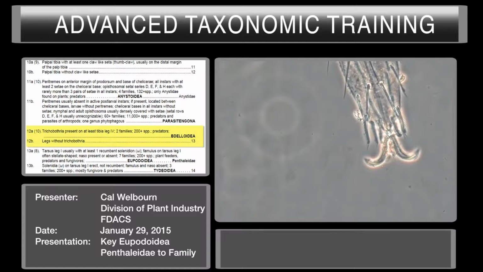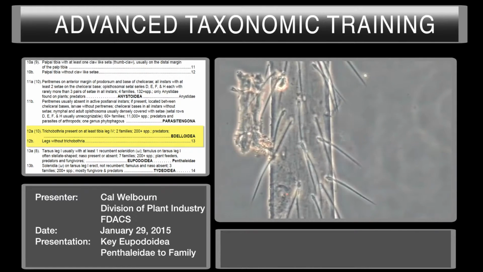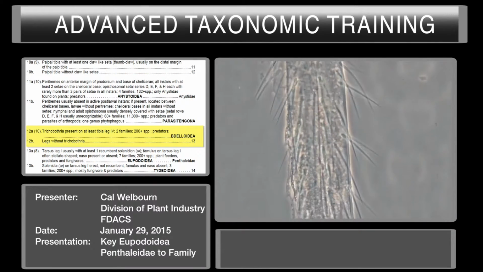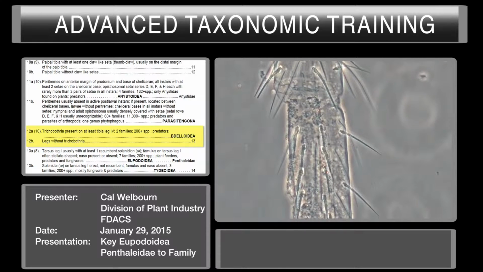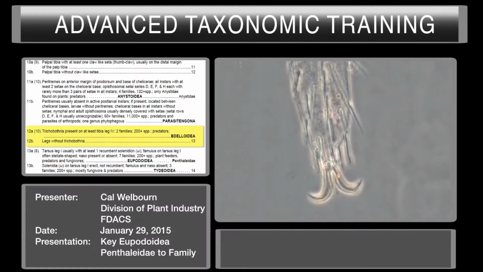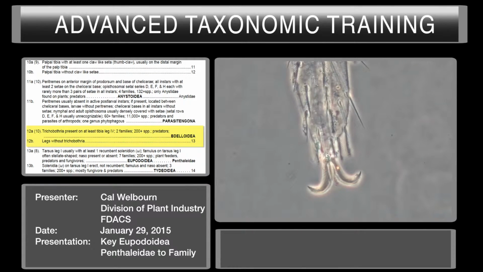So now we're going to go to leg 4. Here's the proximal end of tarsus leg 4. This is tibia leg 4. And there's no obvious trichobothria here. And we're now down to the distal end of tarsus leg 4. You have your paired claws and pad-like empodium. So there are no leg trichobothria here. We move on to couplet 13.